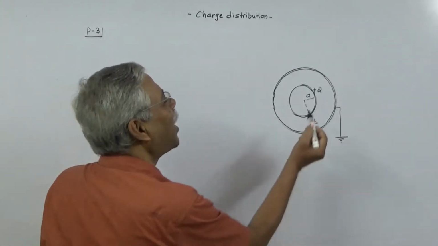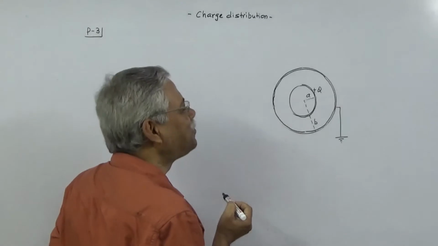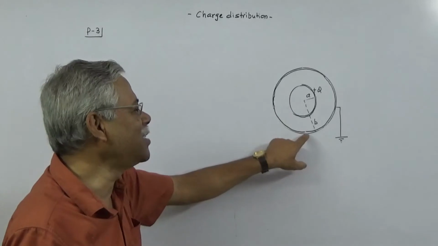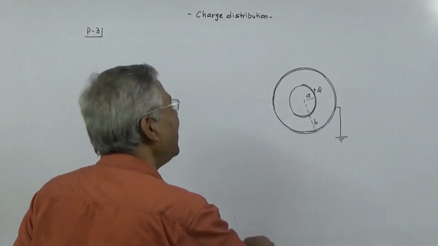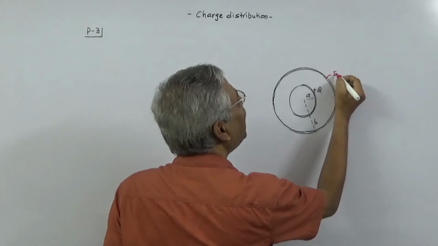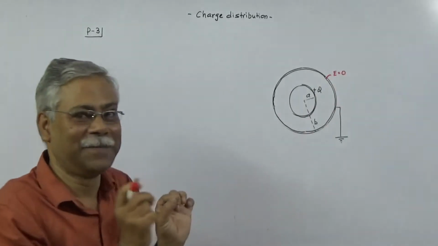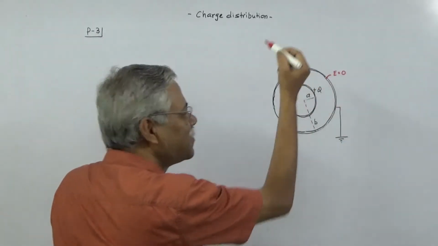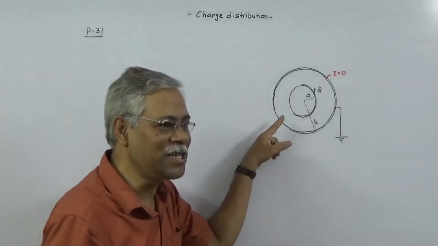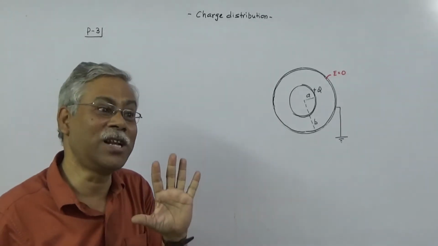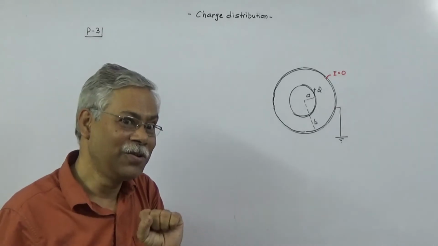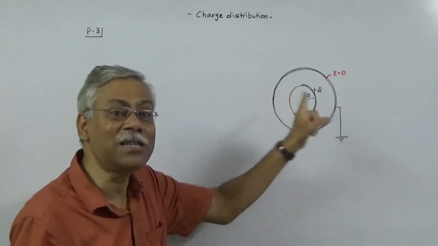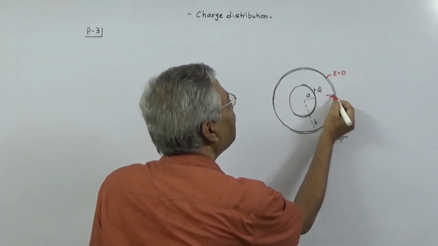Now this is plus Q inside, and you have to do the charge distribution. First thing that you will consider is whether this is conducting or not. Since this is conducting, the field inside the material is 0. So what is the total flux through this? 0. So what should be the total charge inside? Total charge inside should be 0. But already there is charge plus Q. So minus Q charge must appear on the inner surface.